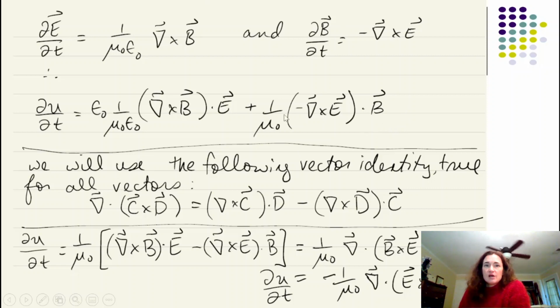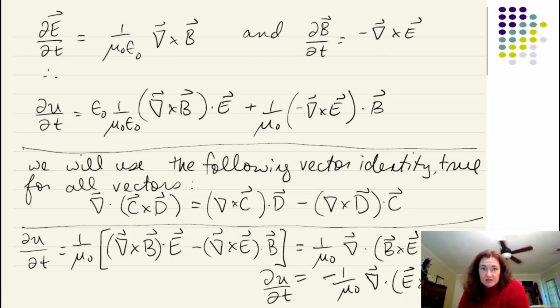Please remember, if at any time you need to stop, pause the video, and make sure you can keep up with the math, definitely do that. Okay, so you might be looking at this expression for partial U with respect to t and thinking to yourself, now that's a hot mess.